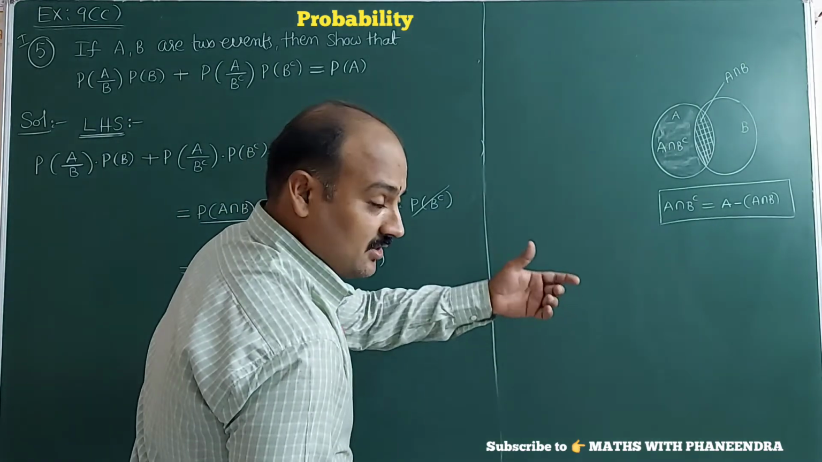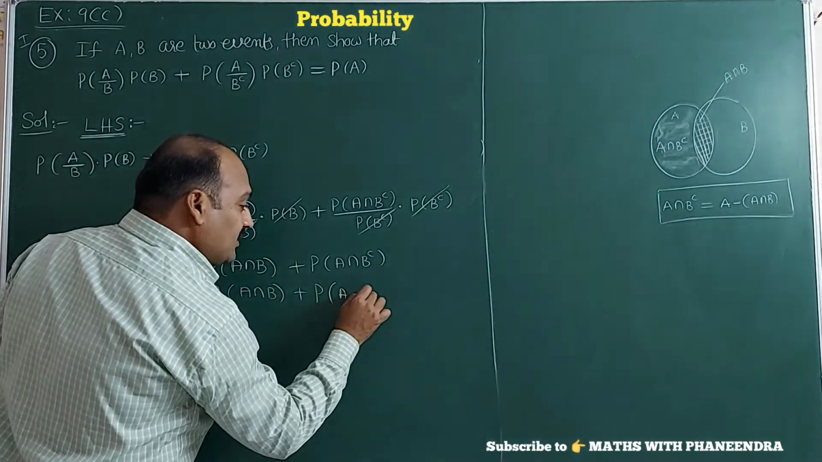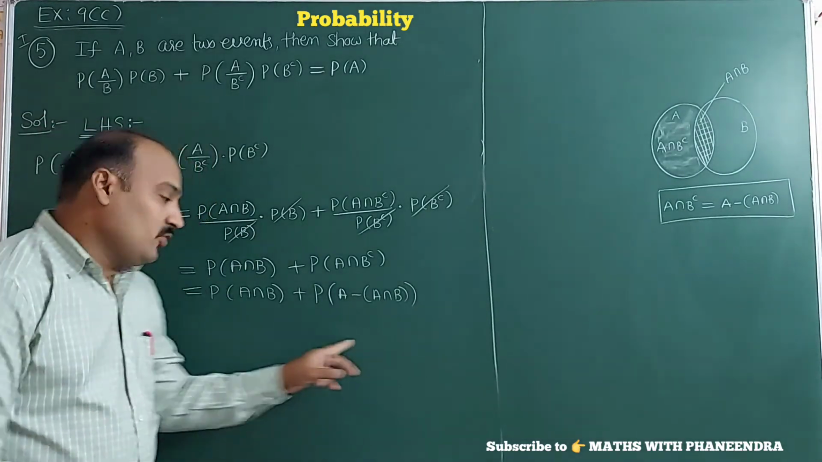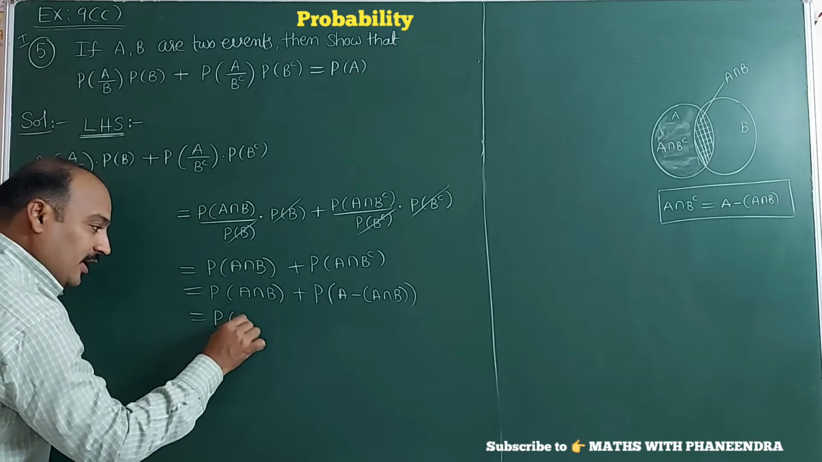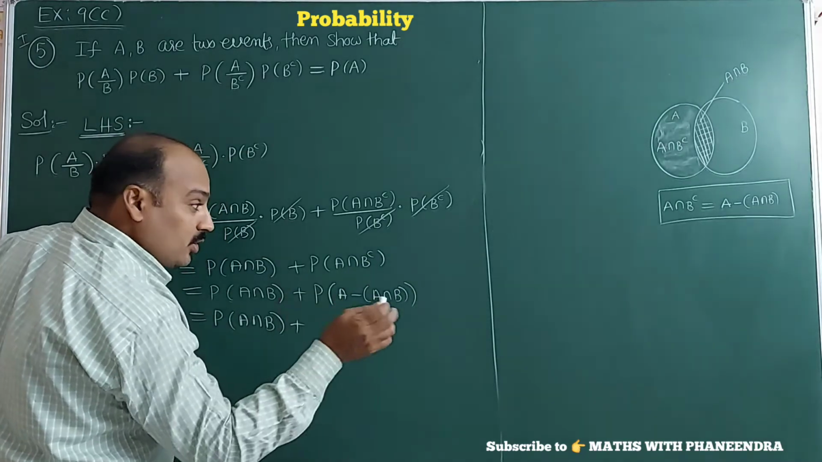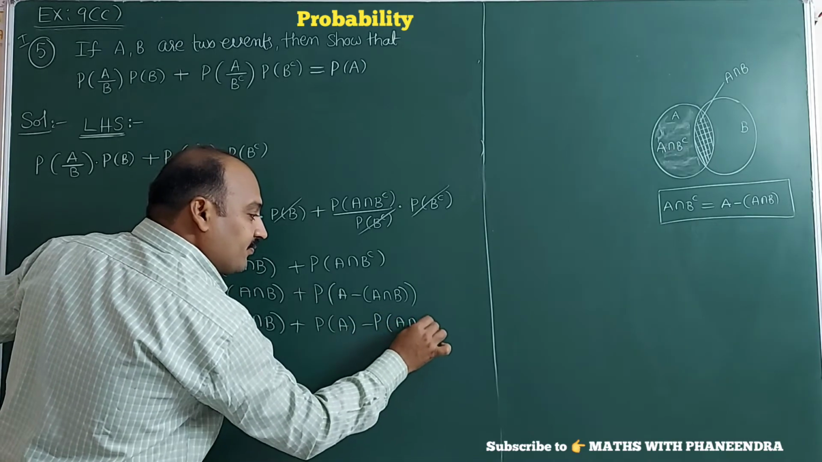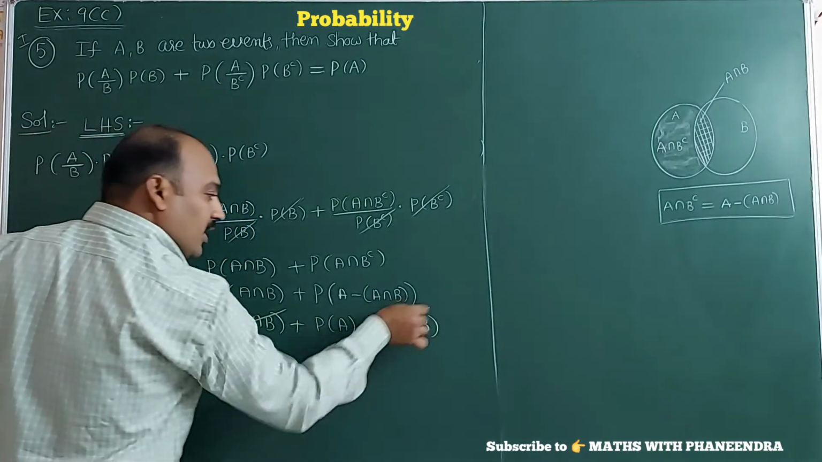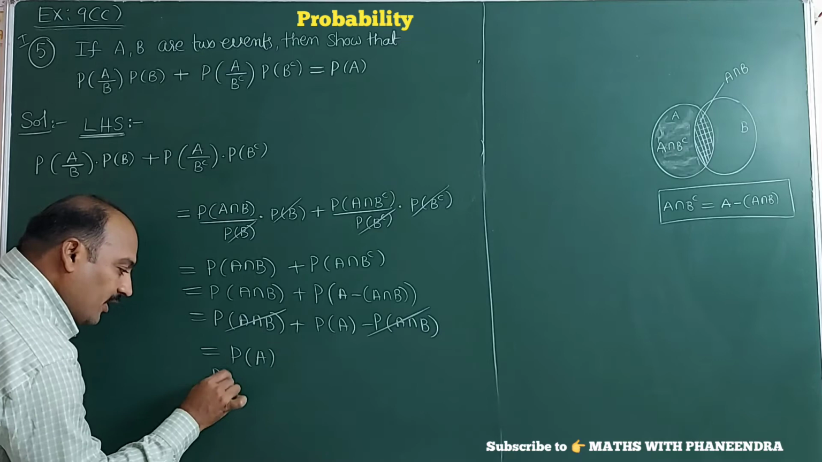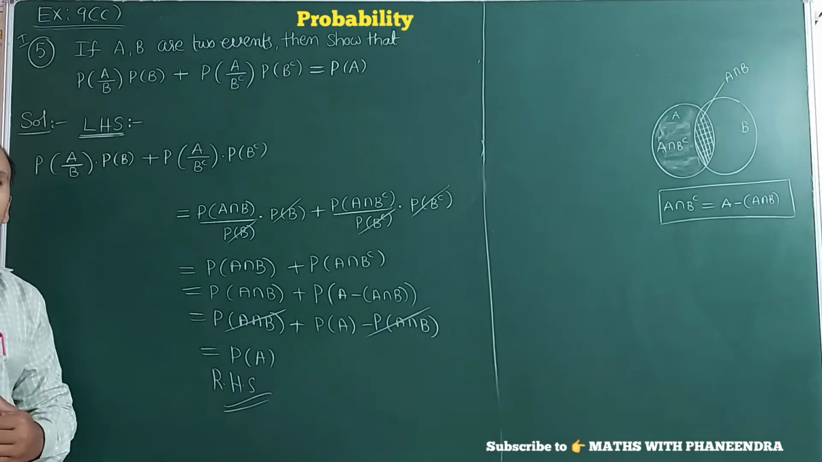Yesterday we discussed in the class, in the same video, that A intersection B complement you can write as A minus A intersection B. By using the axiom of unity, we can write it as P of A intersection B plus P of A minus B, which can be written as P of A minus P of B. So by using the axiom of unity, P of A minus P of A intersection B. So plus P of A intersection B minus P of A intersection B get cancelled. We will get P of A, which is the required RHS. I hope you understand, dear students. We will move on to the next question.